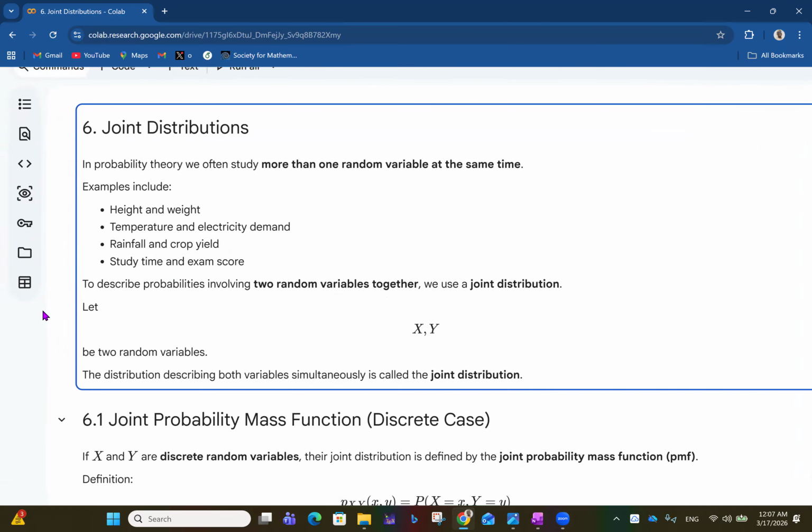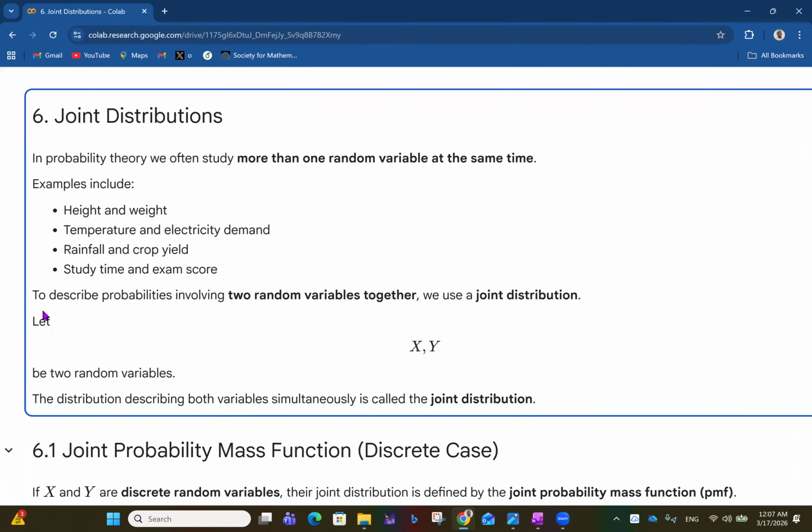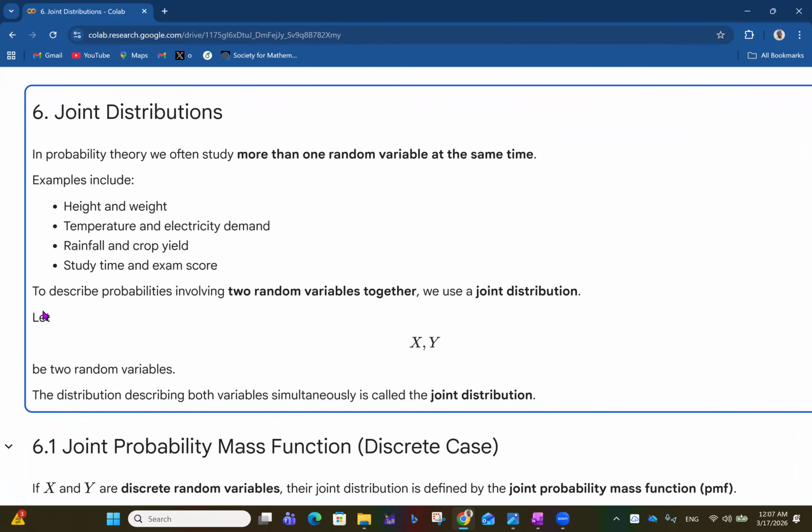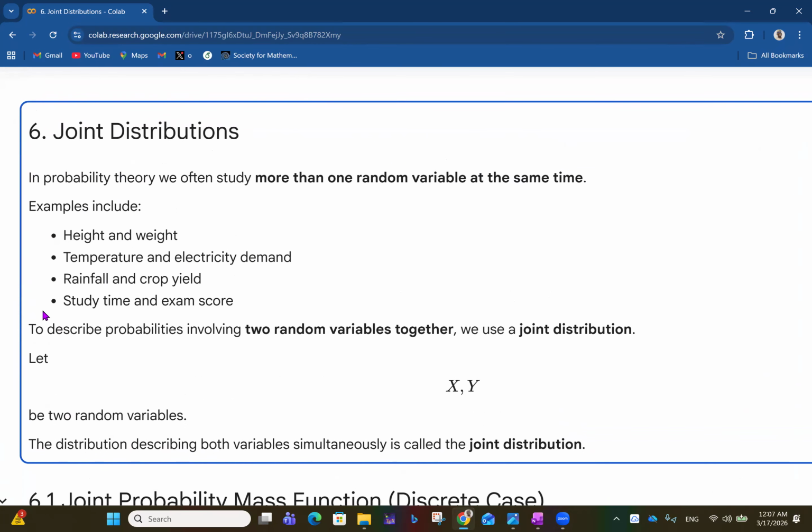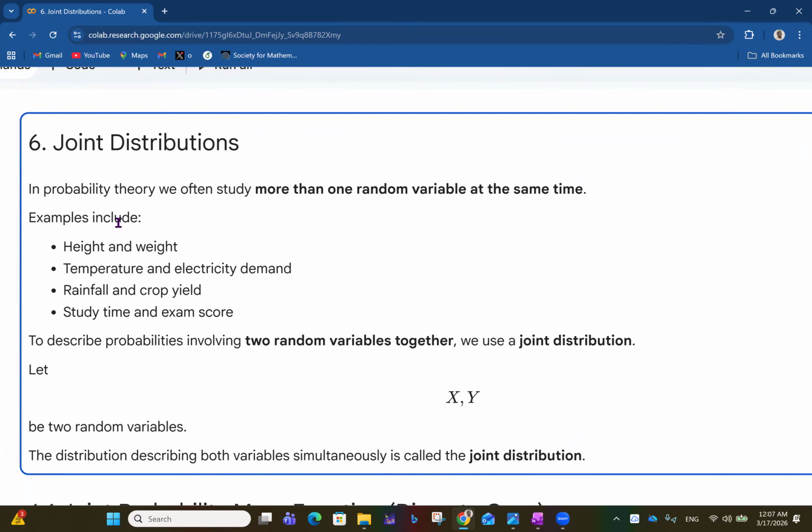In probability theory, we often study more than one random variable at the same time. For example, you may be considering height and weight together, temperature and electricity demand, rainfall and crop yield, or study time and exam score. To describe probabilities involving two random variables together, we use a joint distribution.